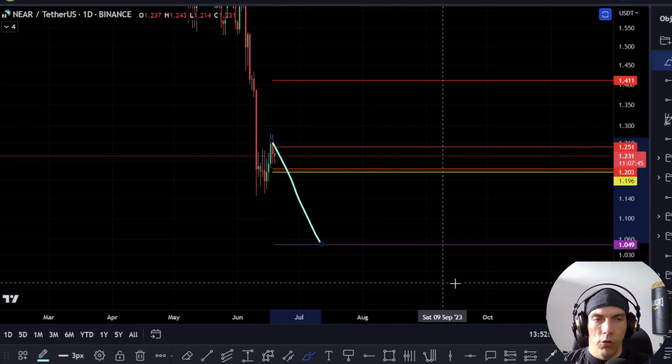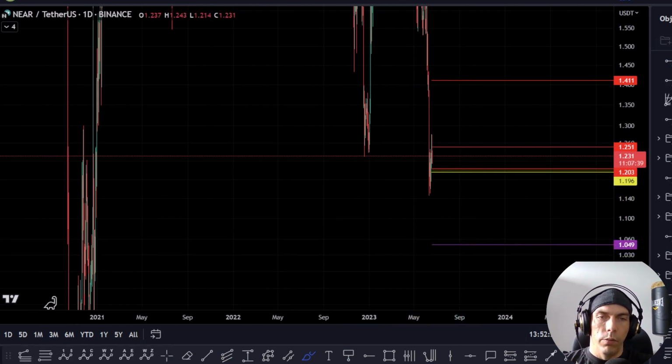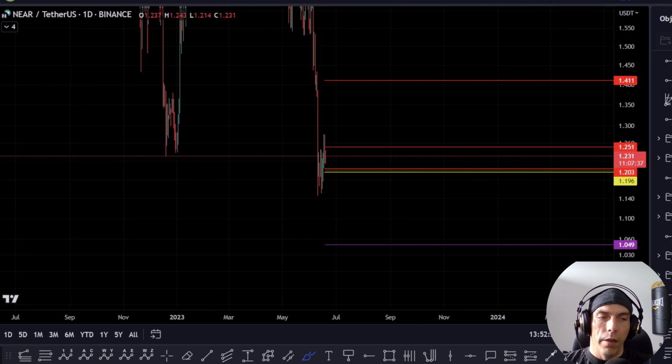Alternatively, if we do look to push to the downside, we do have this monthly naked point of control sitting here towards this $1.49, so we'd be keeping an eye on that level as well if we do look to push down there.